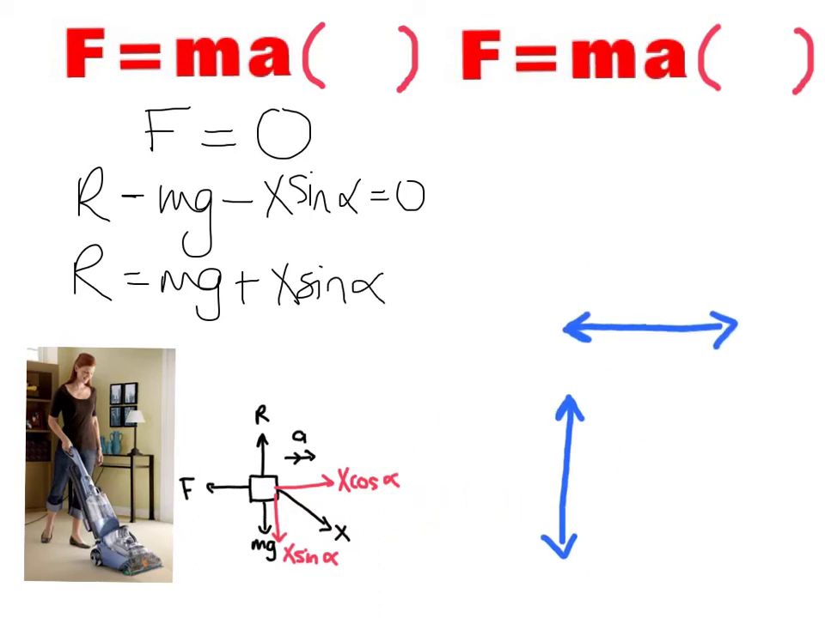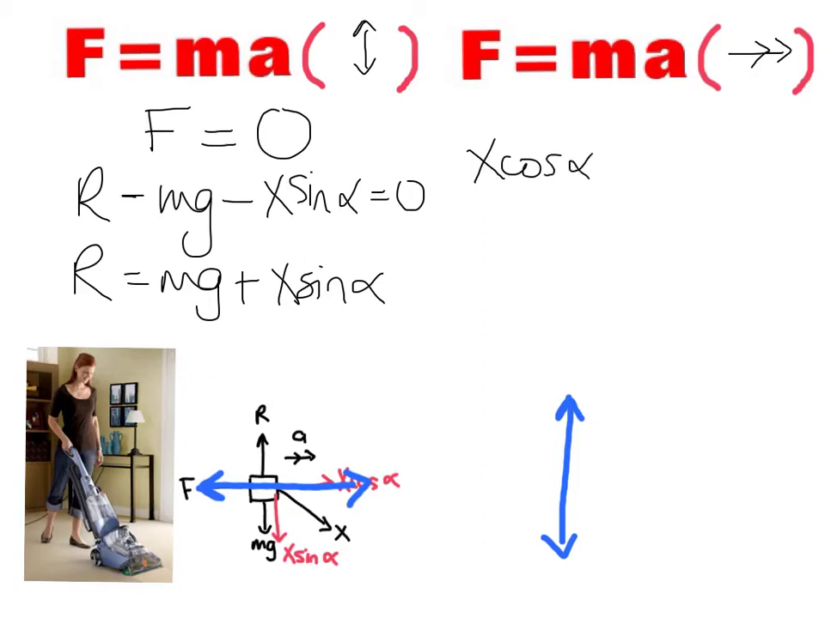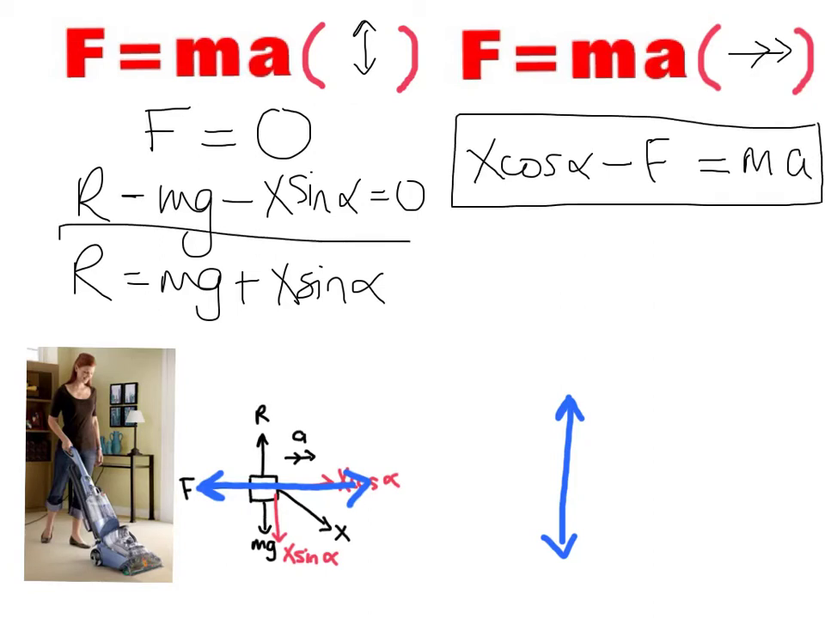Okay, what about left and right? So we've got some acceleration in this direction. I should have put in here that I was going up and down. I'm going this way. That's my positive direction, and that's my acceleration direction, so I'm going to use that as positive. Now that means that I need to put my X cos alpha here. That's the only force going to the right. That's going to be positive, and my F for friction, that's going to be negative. I'm going to put that on the left. So that gives me X cos alpha minus F equals the mass times the acceleration. The mass is m, the acceleration is a. I end up with these two equations, which I'll end up doing simultaneous equations with.